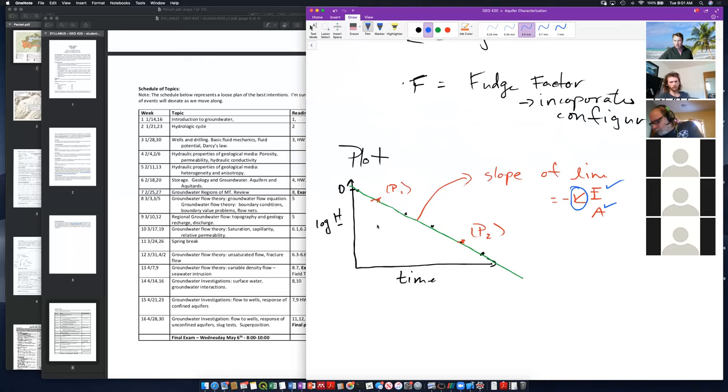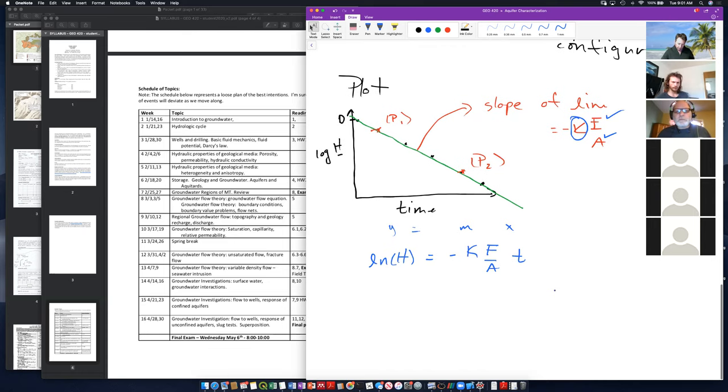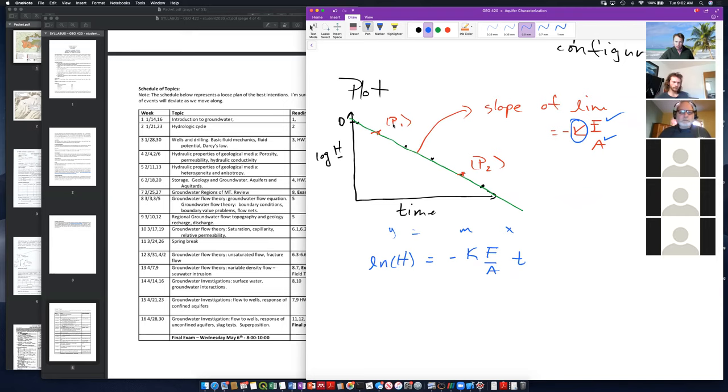So if I take the log of my function, I'm going to get log H is equal to, I'm writing in Python, I'm going to go back to math, natural log of H is equal to minus K F over A times T. All right, so I have Y is equal to MX. All right, so all I need to do is find the slope. I can do this by just looking at my 2 points, P1 and P2.